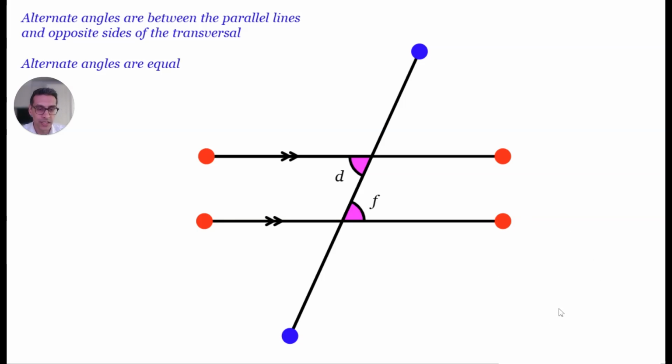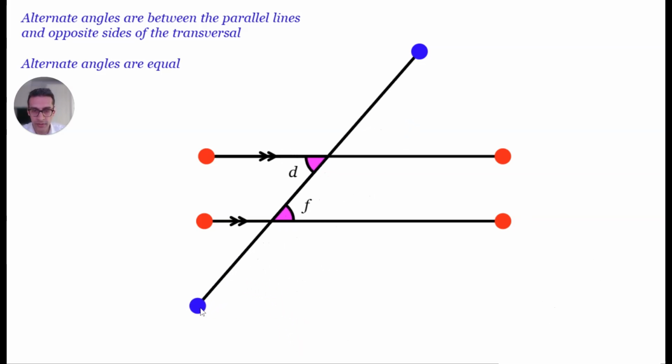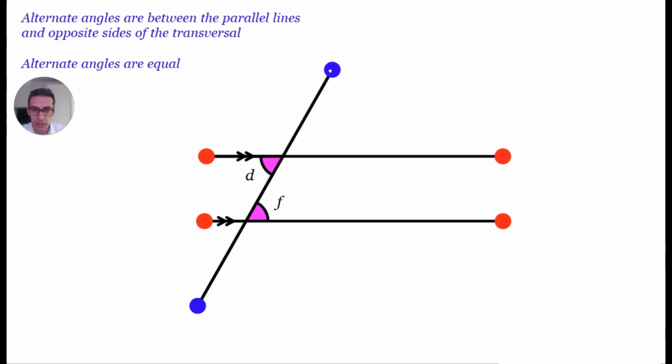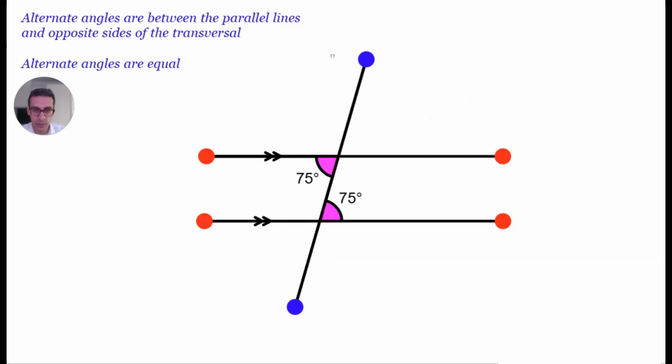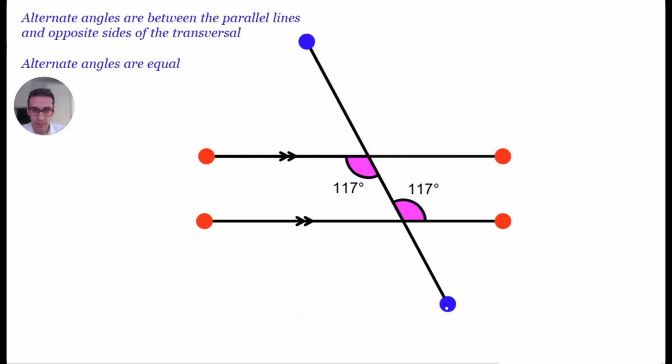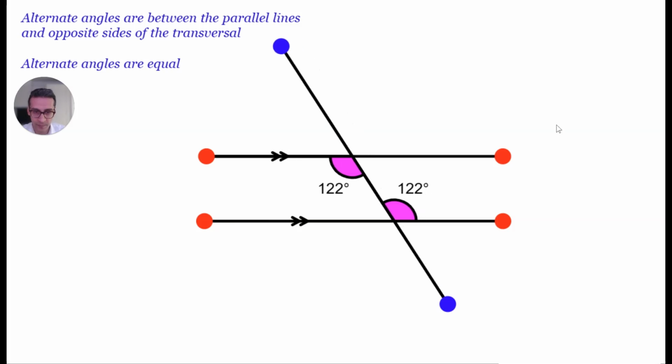And here you can see an interactive version of this. So you can see as I change the transversal, angles D and F are going to be equal to each other. So they're opposite sides of the transversal and in between the parallel lines. And the other pair are going to be these two, 58. So these are alternate angles and these are alternate angles. You've only got two pairs to look at.